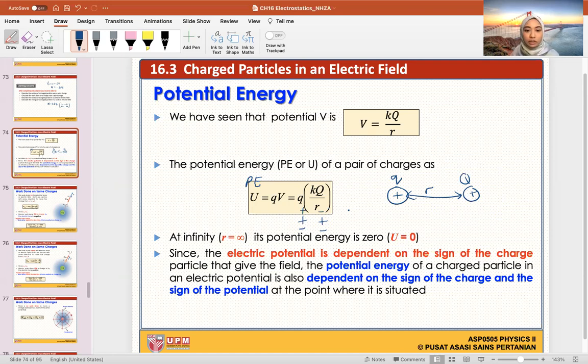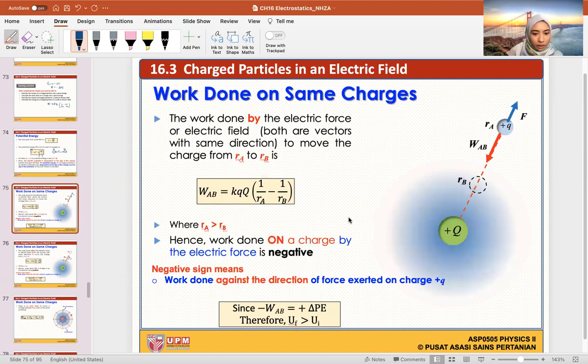The potential energy associated with this pair of charges is negative. Just use the equation as it is. You don't have to rack your brain, okay? But you need to know what the equation means, okay? So we have looked at this equation before. If I remember correctly, Afika mentioned this when we were recapping.